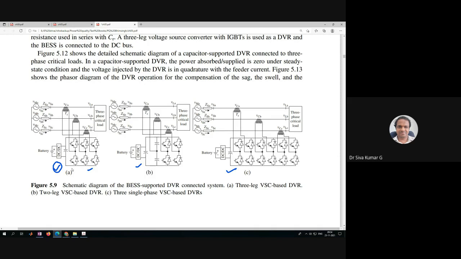Even this methodology, when you're going for unbalanced voltage sag, may not give an appropriate method also. For a small unbalance in the voltages it tries to work, but if we have more unbalance, then we require a different topology in this kind of connection also.